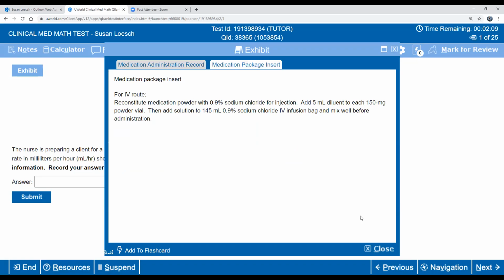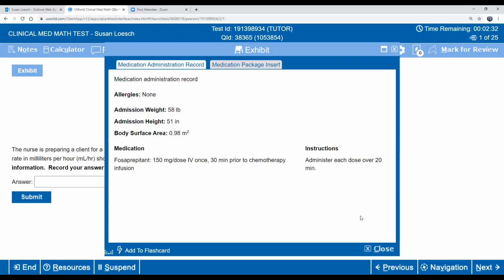So for this one, you have to use sodium chloride, and you add 5 mLs for each 150 milligram vial. And then add the solution to a 145 mL infusion bag and mix it. So you would mix it separately in this vial first, and then you would add it to your bag. Sounds a little complicated, but it's not really all that hard.